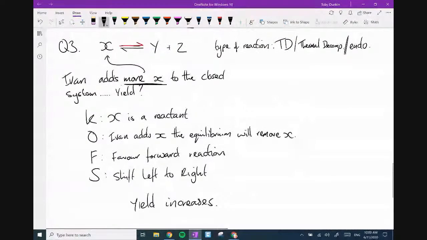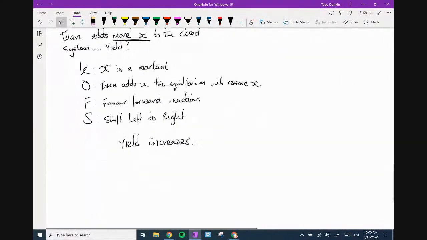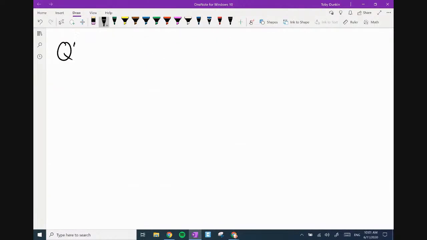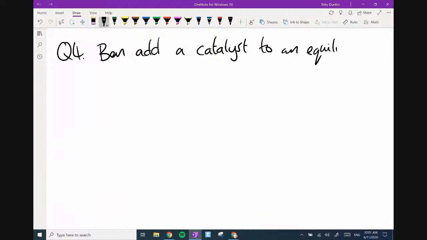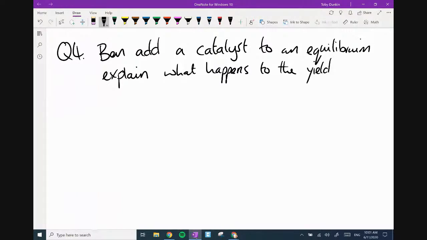It was totally random. I'm going to do one more question. One more that's super common at AS. One more. Ben adds a catalyst to an equilibrium. Explain what happens to the yield. Now, I'd really like that question. It's actually an explain. It's not a question mark, is it? Explain what happens to the yield.